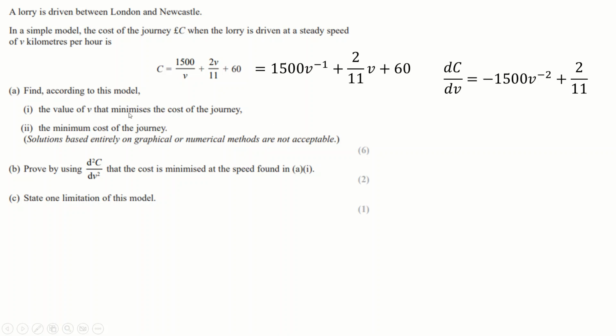Minimizing means setting the derivative to 0. It means something else as well, which we'll cover at the end here, but firstly we need to do this. So we set that to be 0, we can add this to both sides to get this. You can divide by 1500 and you get that.